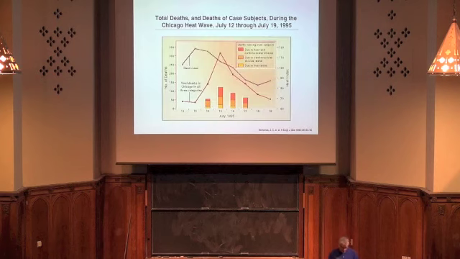It was so hot. And in fact, there were over 700 excess deaths during the heat wave, which were unequally distributed across the city.